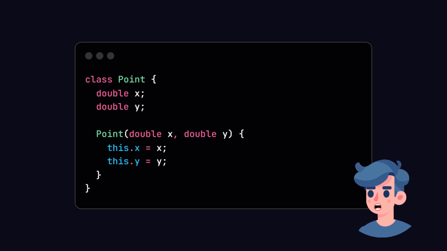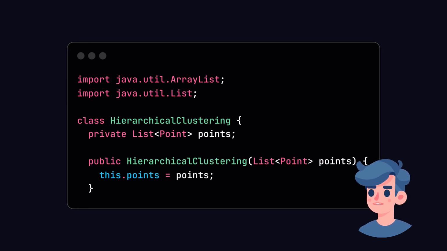Now, let's begin by creating a class called Hierarchical Clustering. This class will be responsible for performing the clustering. We will also define a helper class called Point to represent our data points in 2D space. The Point class has two properties, x and y, which represent the coordinates of the point. You may add other properties later, such as an identifier or label if needed.